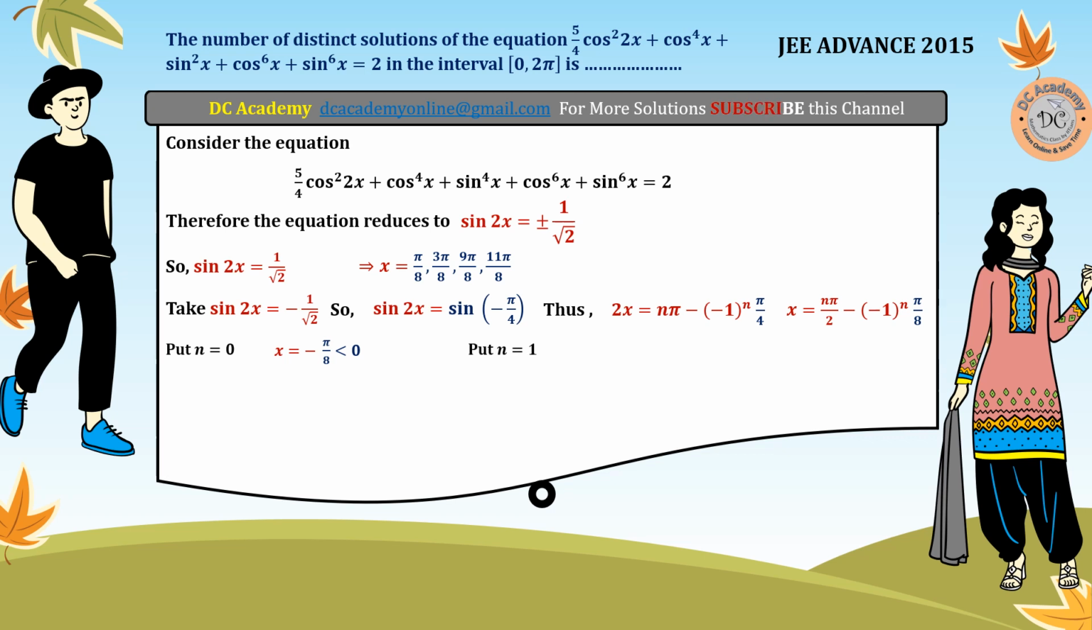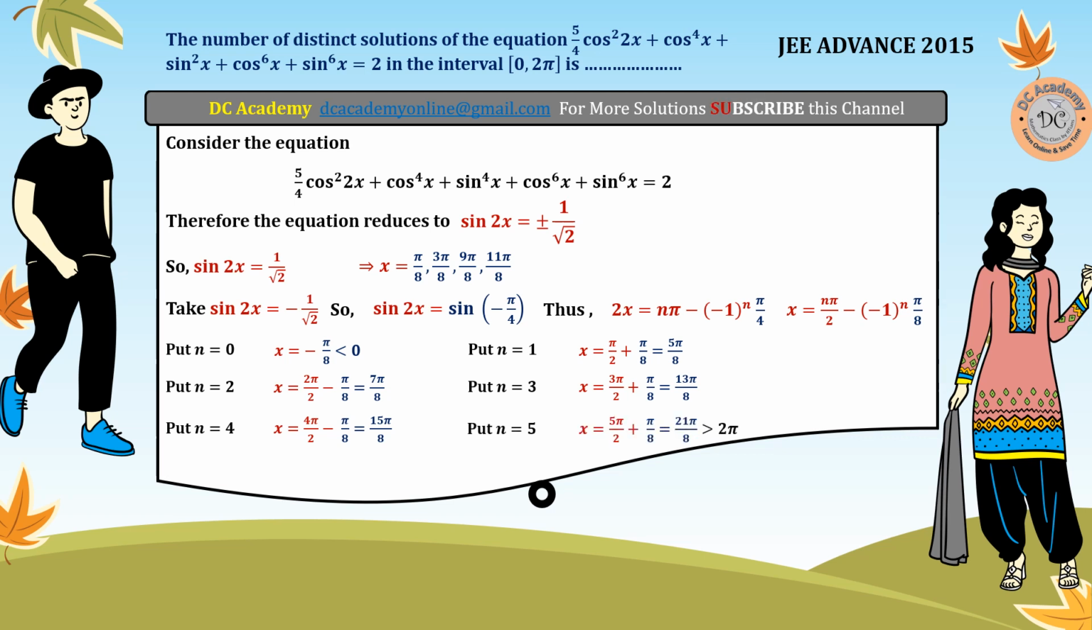N equal to 1, we get it as 5 pi by 8. N equal to 2, we get 7 pi by 8. N equal to 3, we get 13 pi by 8. So these values are less than 2 pi. And for n equal to 4, we get it as 15 pi by 8. So if I substitute n equal to 5, we get it as 21 pi by 8, which is obviously greater than 2 pi. So therefore, inside the interval 0 to 2 pi, we can take n equal to 1 to 4, right? That's 4 values possible.